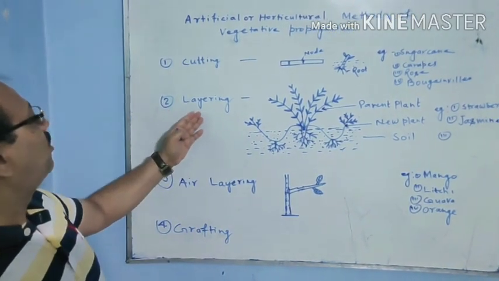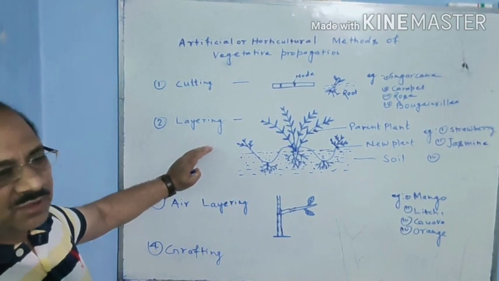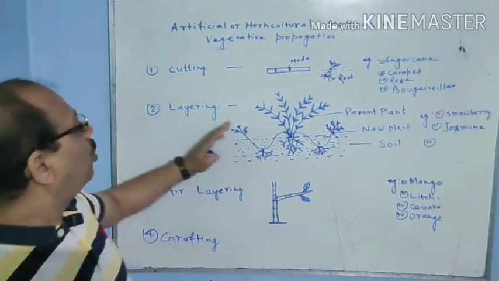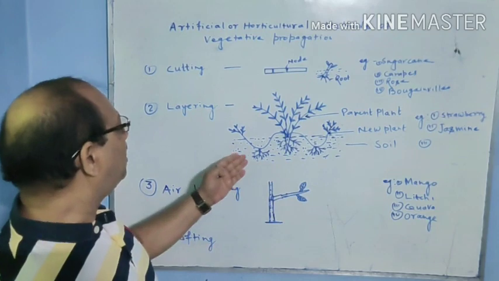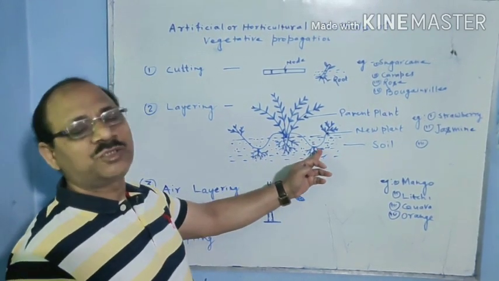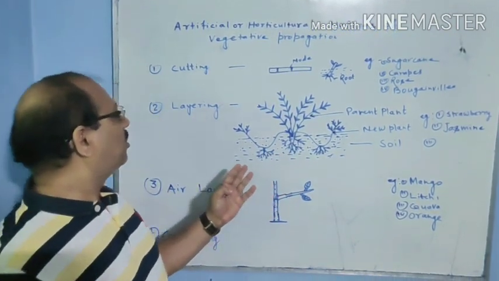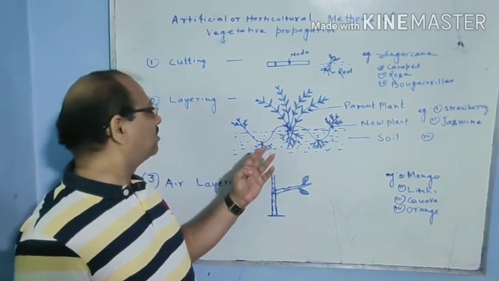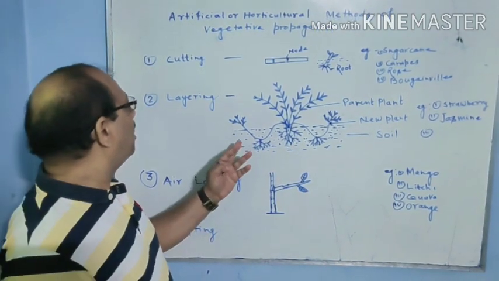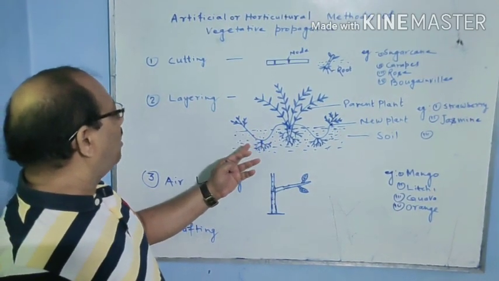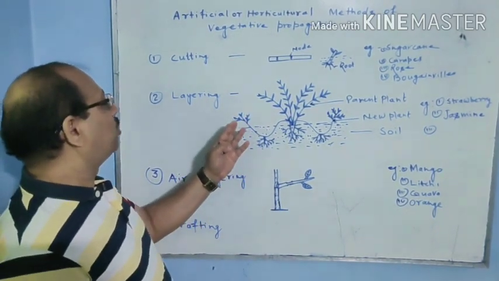Now I am going to discuss the layering method. It is also a very easy method. In this method, lower branches of some plants are pulled down and covered with moist soil. After a few days, the covered part develops adventitious roots. And this underground part, after a few days, develops into a new plant.